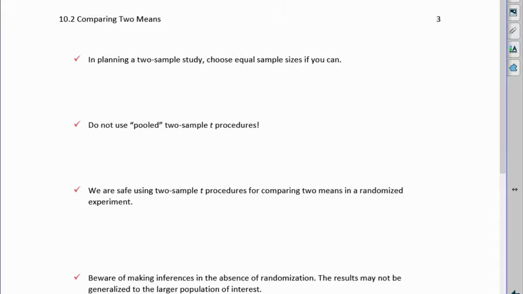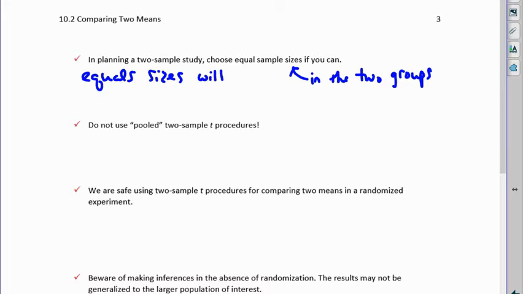So in planning a two-sample study, it is very nice to choose equal sample sizes in your two groups. Because when you do, having equal sizes will make this whole test and interval more robust, even for small sample sizes.